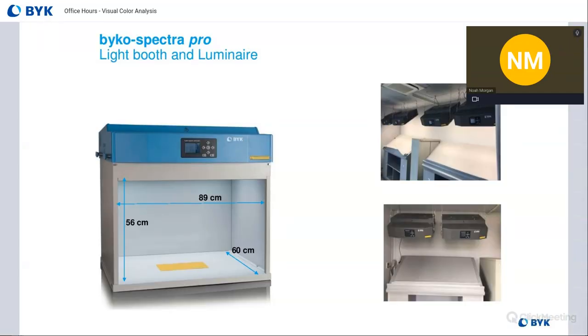And then this is our BICO Spectra Pro, which can double as both a light booth and a luminaire. A luminaire is basically just the top of the light booth, suspended in a way to give it a 0-45 or 45-0, where you're looking at the sample from a 45-degree angle and the light's directly overhead of the sample on these angled platforms. This is for large samples. It's usually used in automotive plants for different parts they have. They have a light booth room where they take a look at different samples that are too big to put inside of a regular light booth.